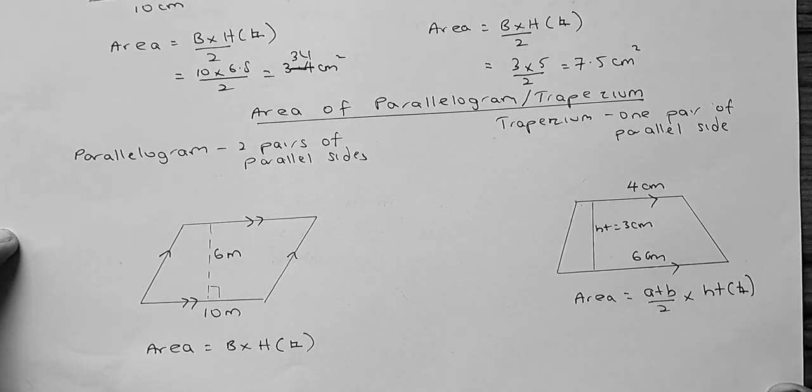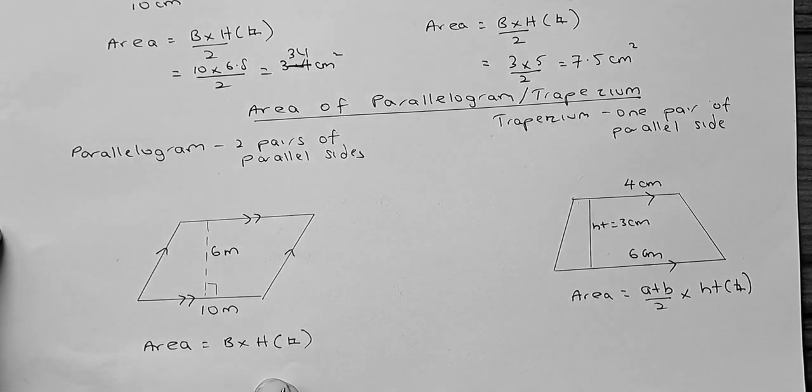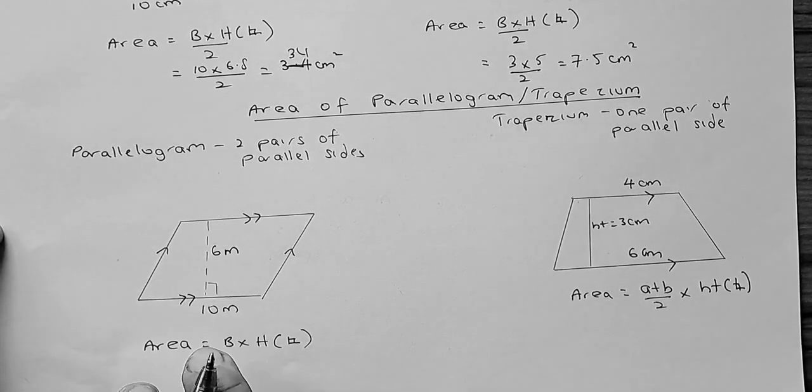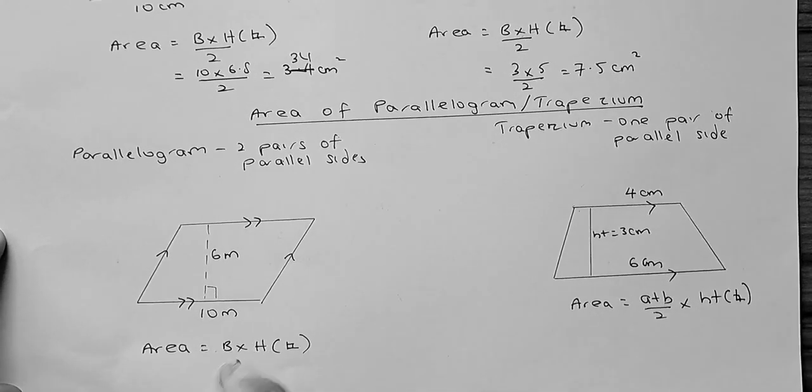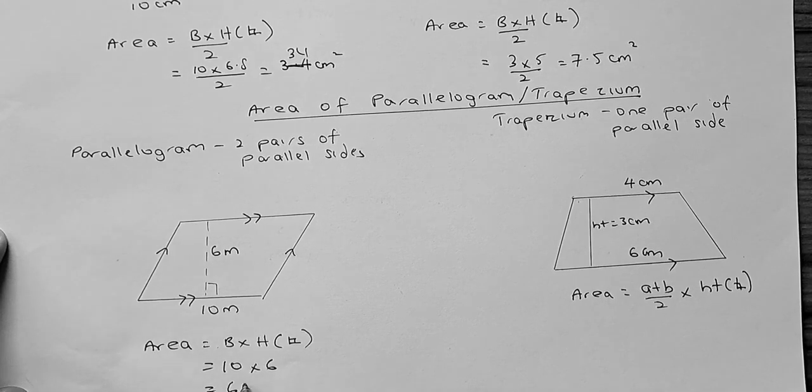So we shall look at the area of a parallelogram. The area of a parallelogram is simple, base times perpendicular height. The base is 10 and the height is 6. So 6 times 10 is going to be 60 meters squared.